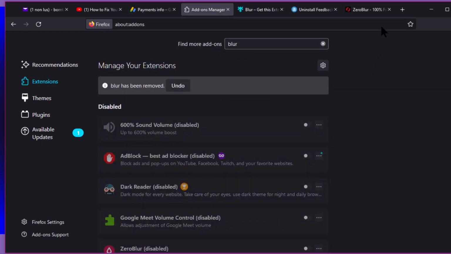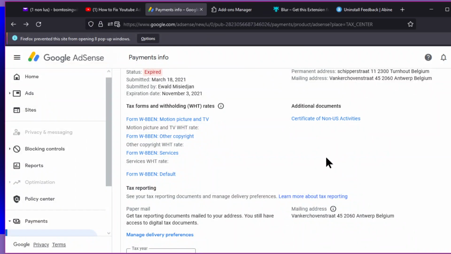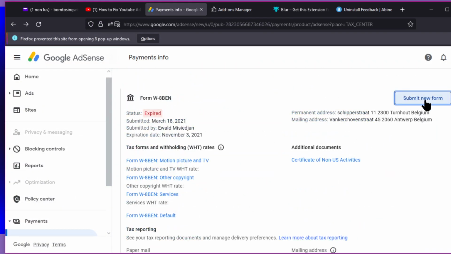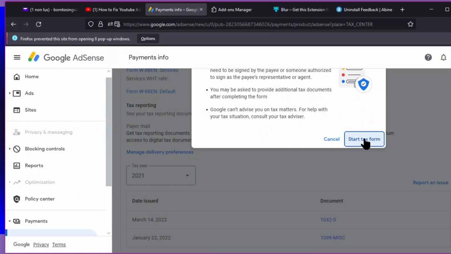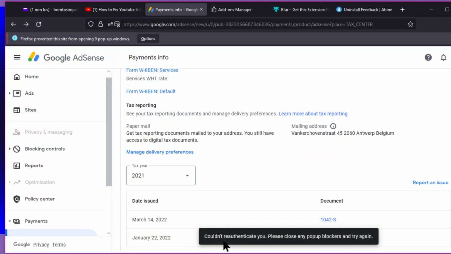So I'm trying to see what is blocking the form from showing up. I try again. Submit new form, start new form, start tax form. Couldn't re-authenticate you.